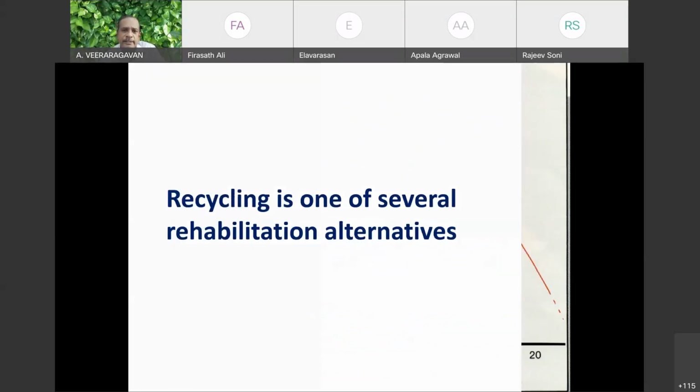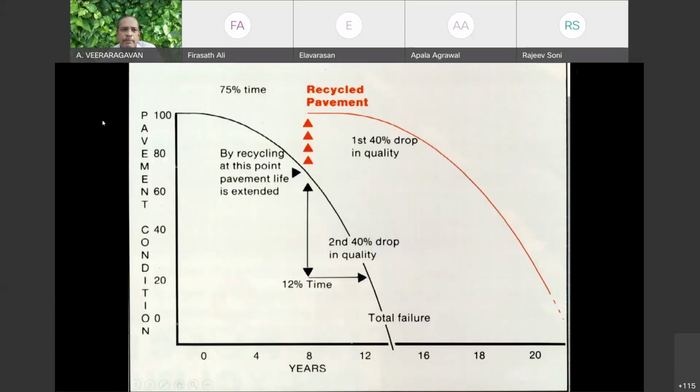Recycling is one of the alternatives that are considered. A pavement which is excellent initially will start deteriorating from the day it is opened to traffic. A pavement which is very good here becomes good, becomes fair, it becomes poor, it becomes very poor. When should I maintain the road? Remember, the initial 70% drop in the quality occurs here. The second 40% drop in quality occurs in 12% of the time. So it becomes a rapid deterioration of the quality of the pavement.